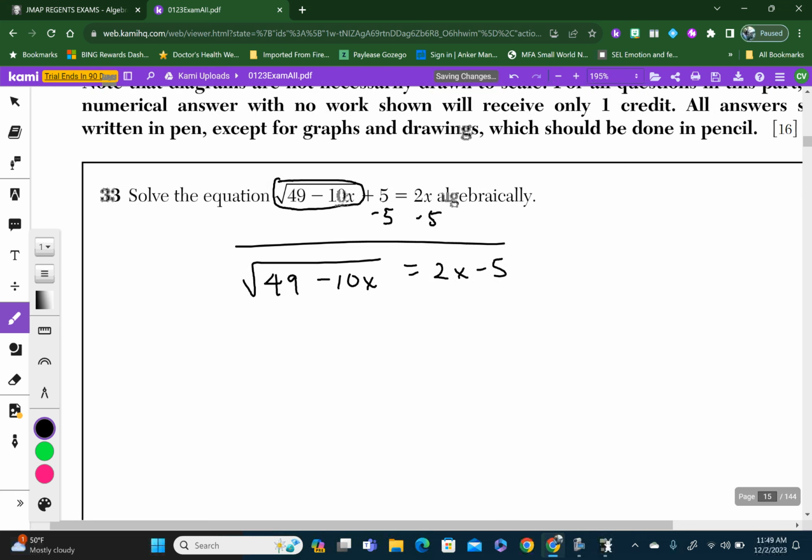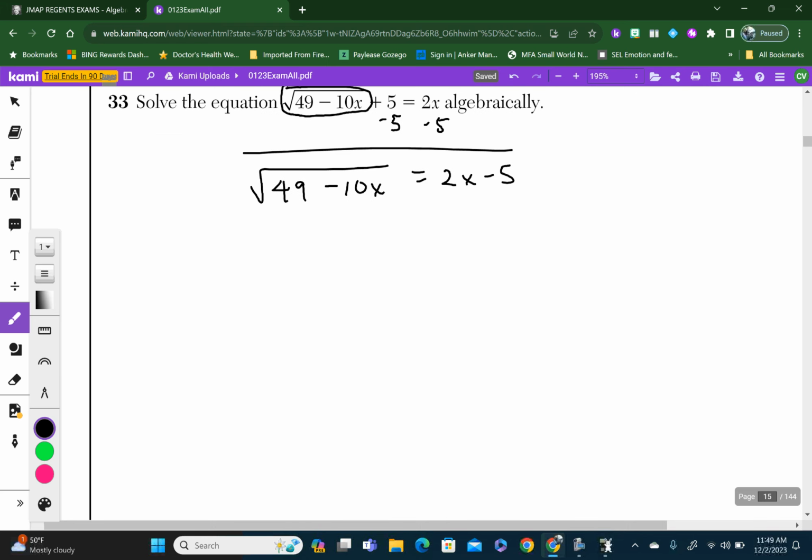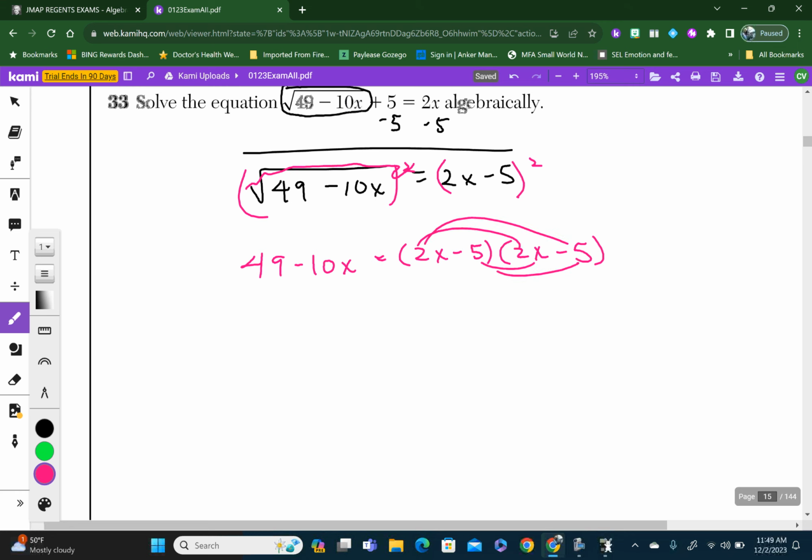So now to solve this, to get rid of the radical, we are going to square. Whatever you do to the left, you do to the right. So I have 49 minus 10x, because these two cancel each other out, is equal to 2x minus 5. And then when I square it, I multiply it by itself. We got this. So we're going to do FOIL here. So that's going to be 4x squared minus 10x minus 10x plus 25 is equal to 49 minus 10x.